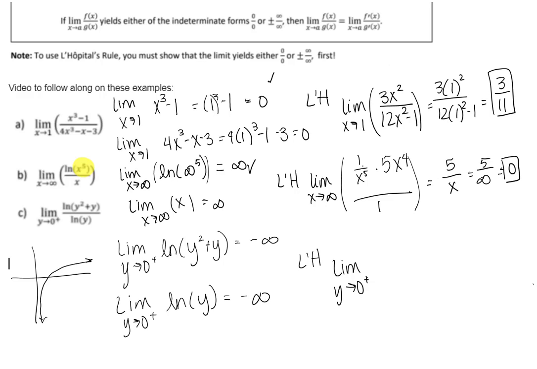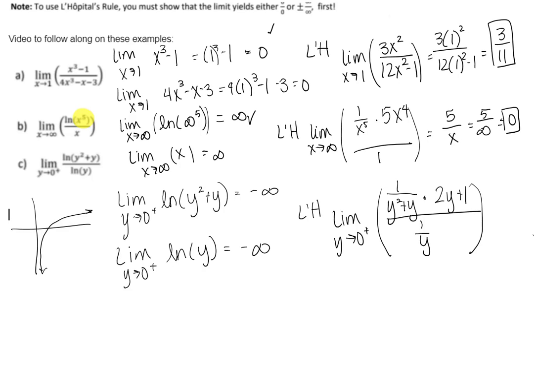Similar to before, the derivative of the natural log means it's going to be 1 over y squared plus y times 2y plus 1, all over 1 over y. Chain rule does not apply there because, well, I mean it does, you just don't see it. The derivative of y is just going to be 1 with respect to y. So let's move this down a little bit. I now know that I can simplify this out a little bit. I'm going to rewrite this as 2y plus 1 over y times y plus 1, times y over 1.